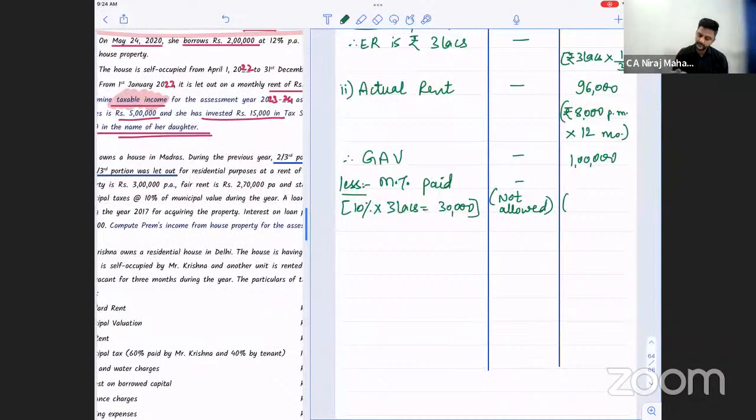Is 30,000 for the entire year? Is 30,000 for the entire property? So 30,000 divided into one-third, is it okay, everybody? 10,000. It is less, keep that in brackets. What do we arrive at? NAV. Till NAV, for SOP, by default, you have to arrive at nil. And this is how much? 90,000.